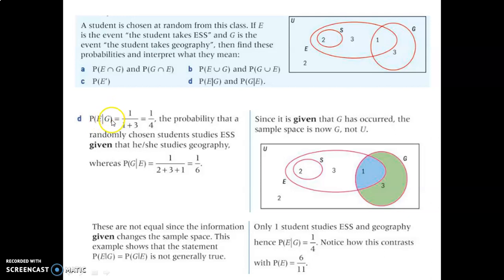So what this symbol basically does is it reduces our sample. In the beginning, we're saying we're looking at all 11 students. So in the previous problems, we always said some number out of 11 students. But now, the given that says, let's reduce the students we're looking at. Let's look at just geography students. And now how many of those students take environmental science? And that's what we have here. 1 out of 4 geography students takes environmental science, and that's what that symbol means basically, so 1 out of 4.